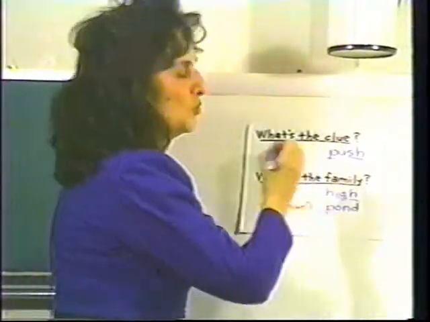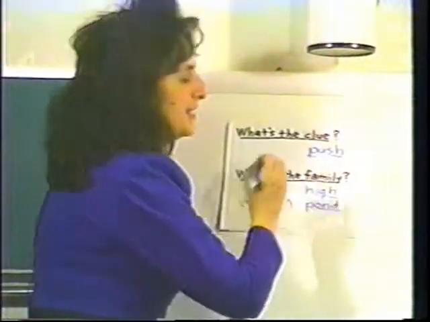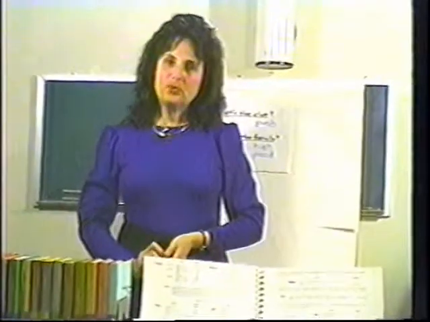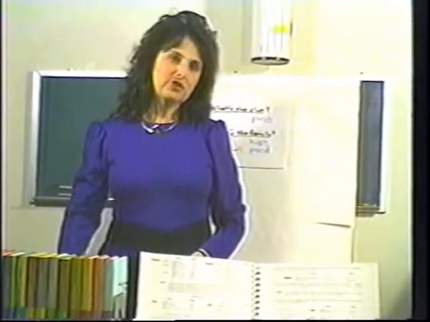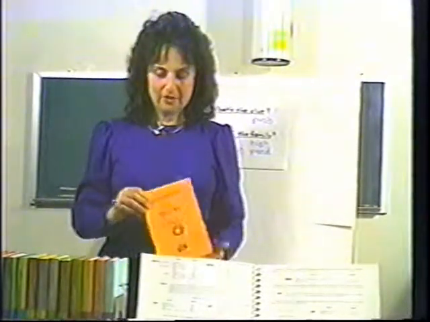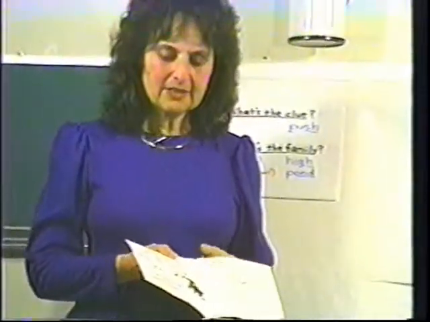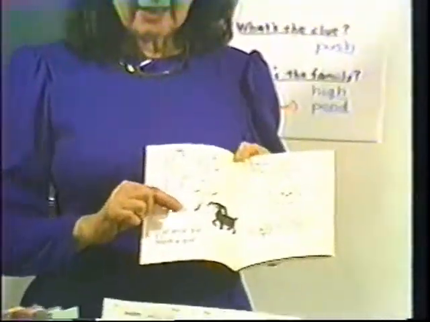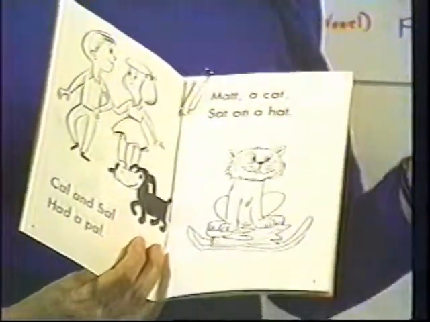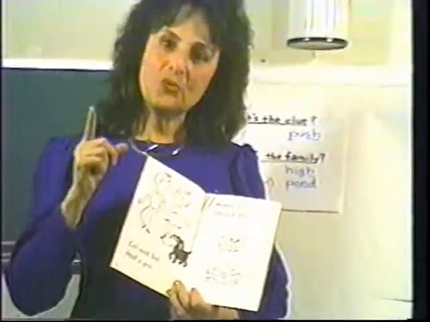Underline IGH. What's the family? I. What's the word? High. Underline OND. What's the family? On. What's the word? Con. Very good. At this point, are your students able to read any phonic reading program that begins with short vowels? For example, would they be able to read a book like this? Cal and Sal had a pal. Or Matt a cat sat on a hat. Right, would they be able to read this? Right, therefore you'll get two birds with one stone.